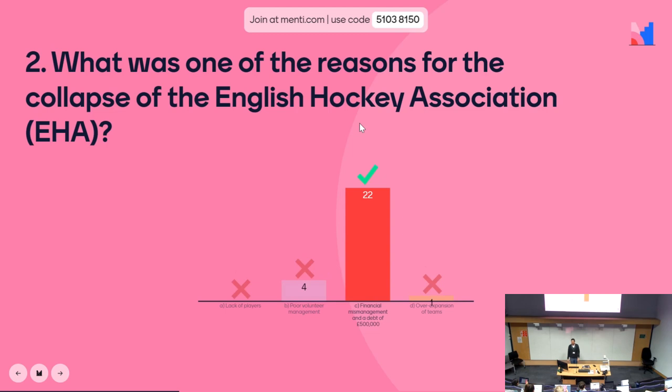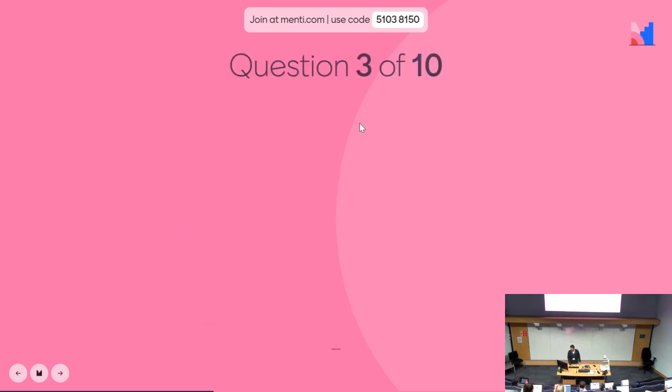Yeah, financial mismanagement and debt of 500,000. So how did they get that debt? What was one of the issues that they had such a debt? Stadium, yeah. What was wrong with the stadium? Just cost too much money. It wasn't generating enough, yeah. Okay, so poor kind of governance from that perspective.